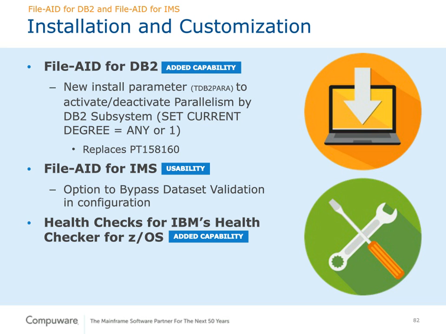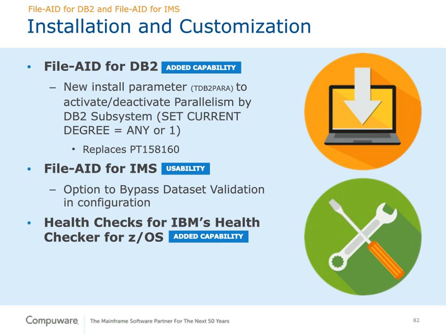This meant there were challenges if the installer wanted to do the configuration in one environment where perhaps not all the target IMS systems were present, with a view to pushing the configured products to different environments for later execution. With the new bypass dataset validation flag set, File-AID for IMS will not check the presence of the named datasets, making it easier to configure in one environment for execution in another.